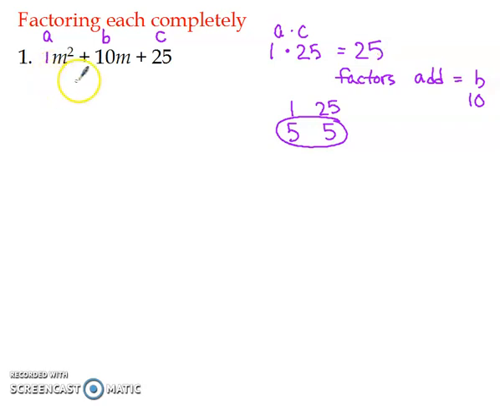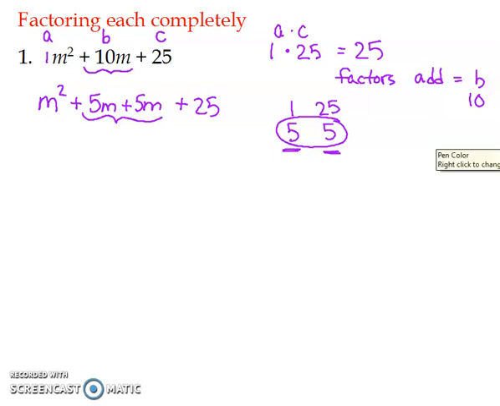So what we're going to do is restate the original expression, m squared, but instead of 10m, we're going to use 5m plus 5m. So we're going to have 5m and 5m. And then, of course, we have our 25. Notice how 5m plus 5m is just a direct replacement for 10m. And now we're ready to group.